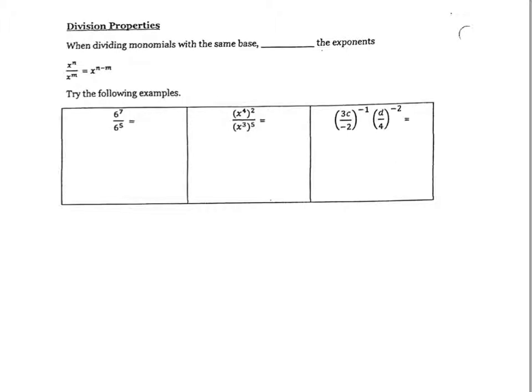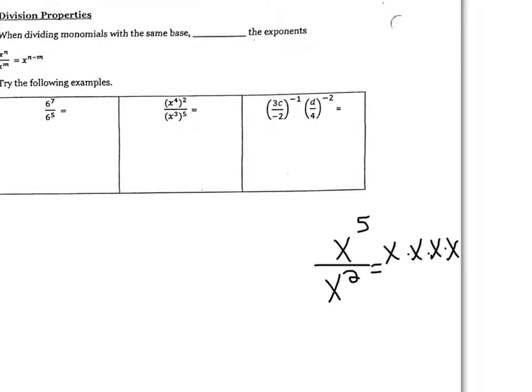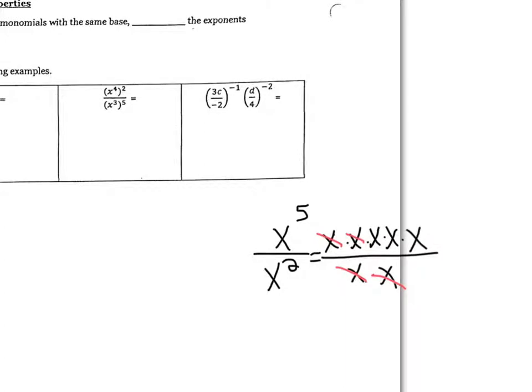Last property we're going to look at today is the division property. If I have, we'll say x to the 5th over x squared. Well, x to the 5th means I've got 5 x's. X squared means I have 2 x's. Now what happens when I have the same thing on top that I do on the bottom? Well, I can cross them out. So this x and this x can cross out. This x and this x can cross out. And I'm left with 3 x's that are on the top. So my answer is x cubed.